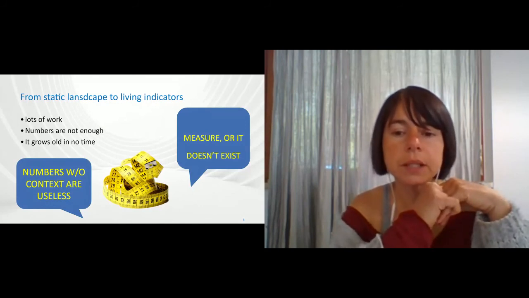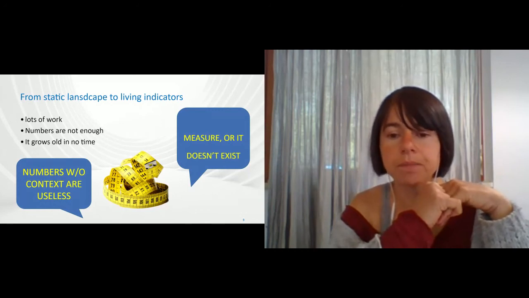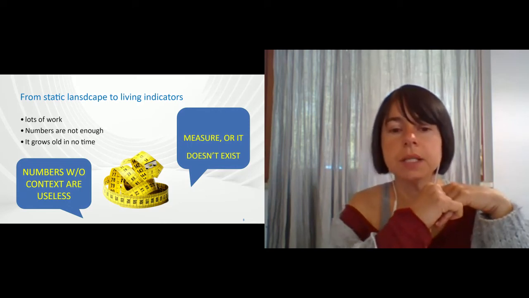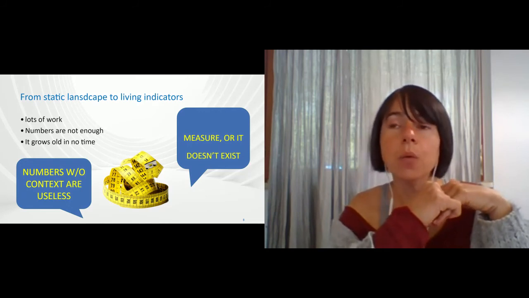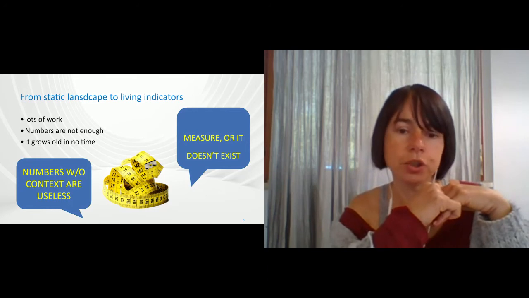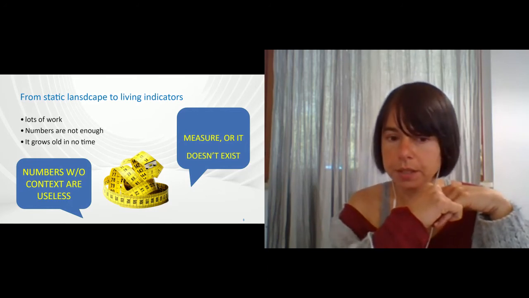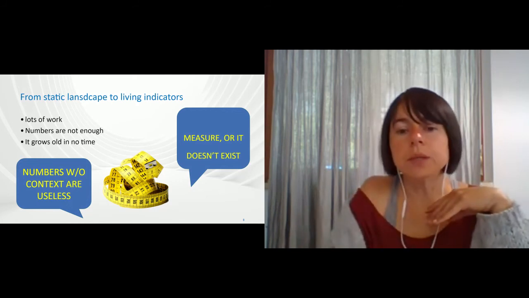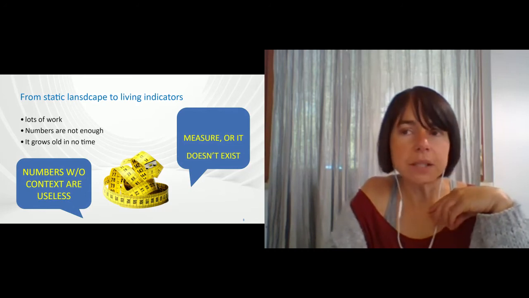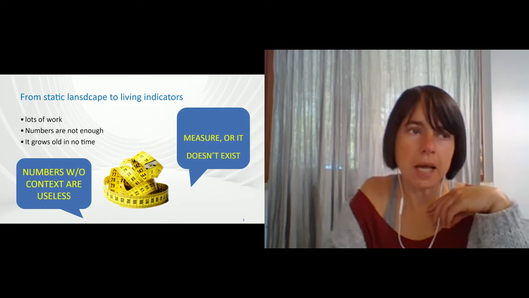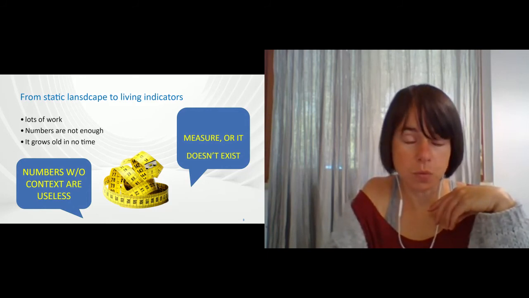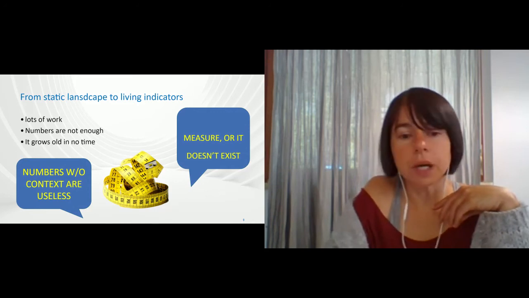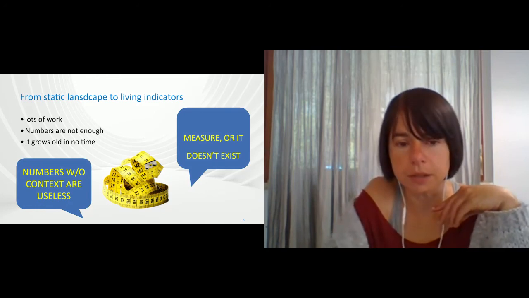Also, we discovered quite a lot of other things. We wanted measurable indicators, but numbers without context are useless. And this is something that was made very clear when we compared our desk approach with the stakeholders' views. So we put together quite a lot of bulky documentation between the projects and the EOSC governance working group. But we also discovered it was growing old in no time, and so all this work was becoming useless. That's why we decided to move to living indicators.